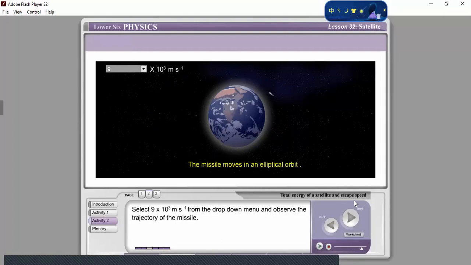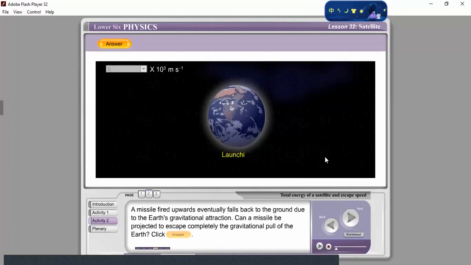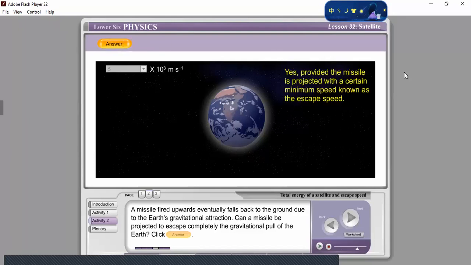The missile moves in an elliptical orbit. A missile fired upwards eventually falls back to the ground due to the Earth's gravitational attraction. Can a missile be projected to escape completely the gravitational pull of the Earth? Click Answer. Yes, provided the missile is projected with a certain minimum speed known as the escape speed.